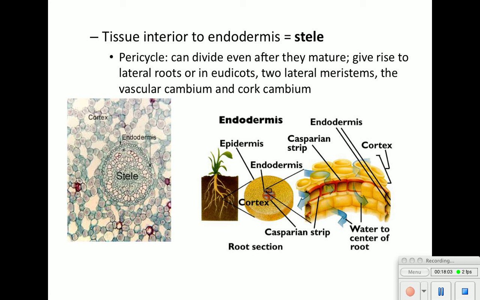So why do they want to stop the transport between the cells? Well, I think it has to do a lot with the function of it. We're in the roots, so the main function is to absorb water and then move it elsewhere.